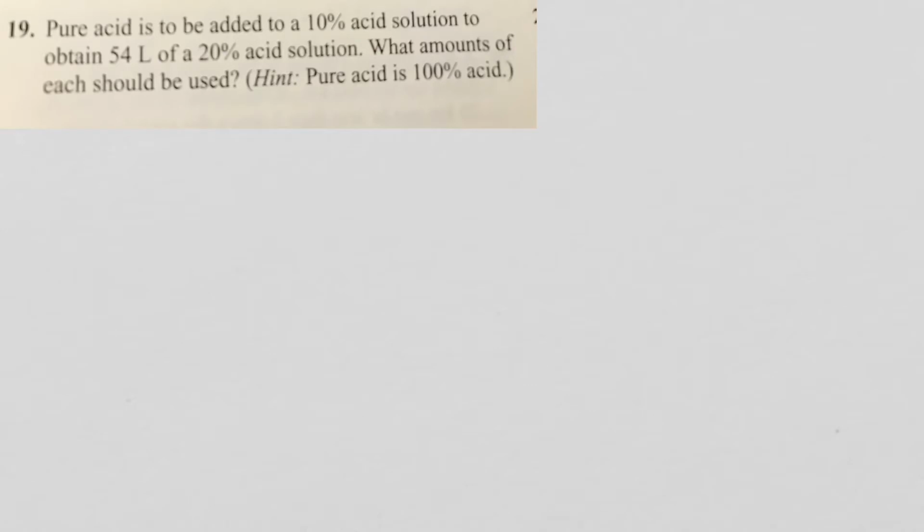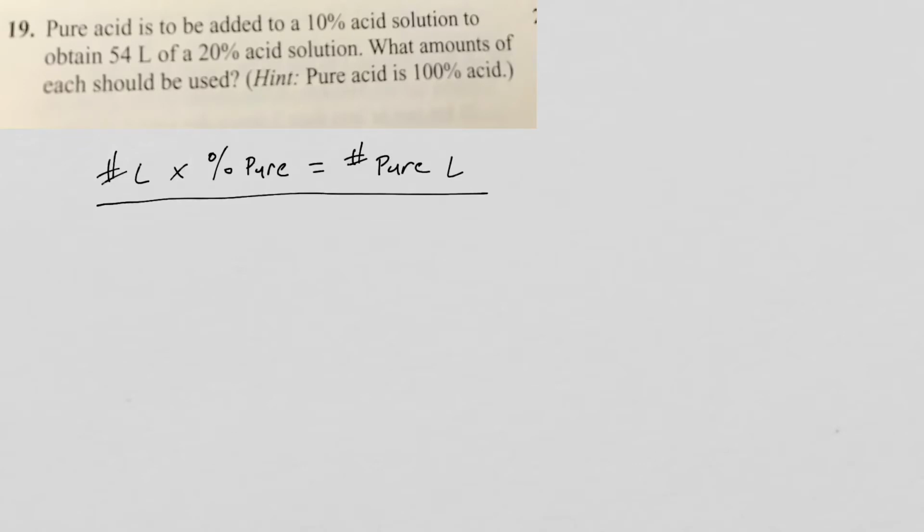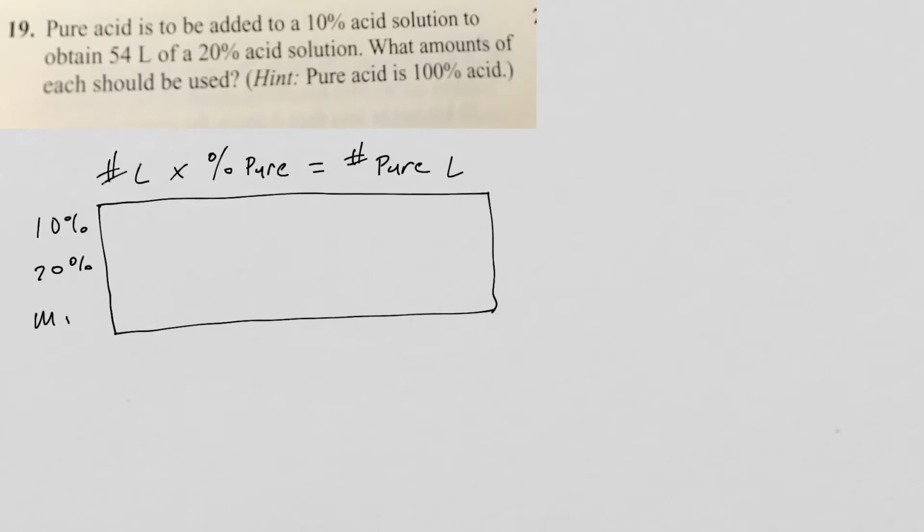Let's make a little table. So we'll say the number of liters times the percent purity is equal to the number of pure liters. And we have two different things plus a mixture. So we have a 10% solution, a 20% solution, and a mixture.